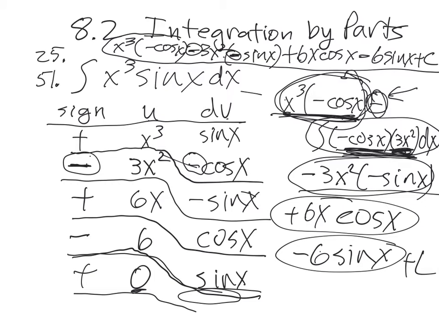But that's where this sign is very important in using the tabular method. It saves a lot of steps. It organizes it nicely to make sure we get the right signs and so forth. So if you want to try that, some of these can get fairly lengthy with integration by parts. Okay, questions?